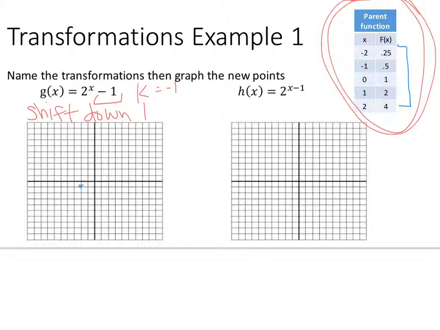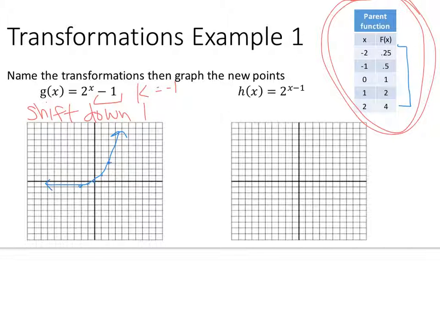This (-1.5, 0.5) will go to (-1, -0.5). And then (0, 1) will now be (0, 0). (1, 2) will be (1, 1). And (2, 4) will be (2, 3). So I took every single one of those points and just shifted it down 1 by the y value.